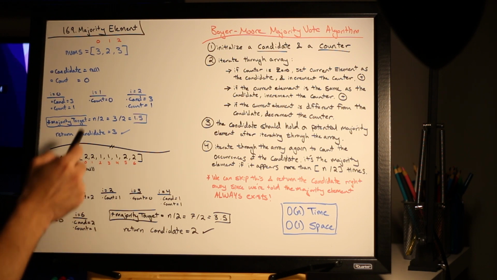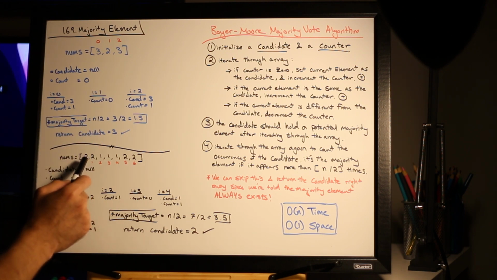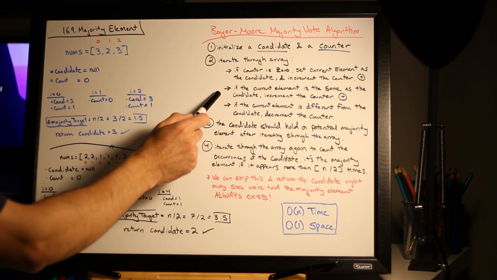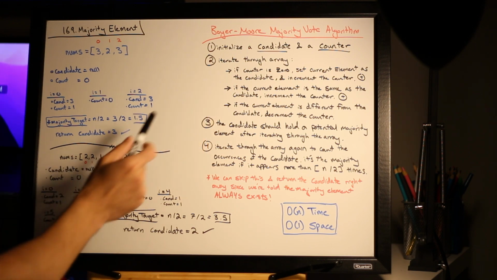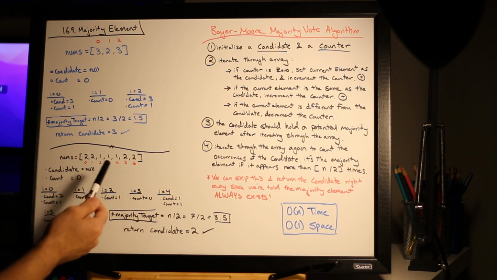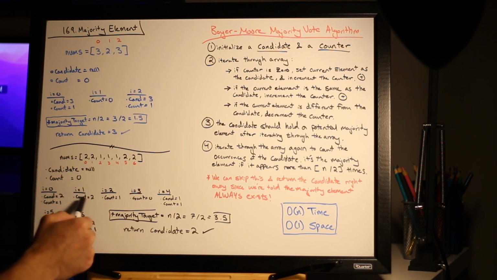It's at 1. We move on to the next element in the array at i equals 1. It's 2. This case is struck. If the current element is the same as the candidate, we're going to increment the counter. So 2 is the same as the previous element, which is the candidate, so we're going to just increment the counter, and now our count equals 2.